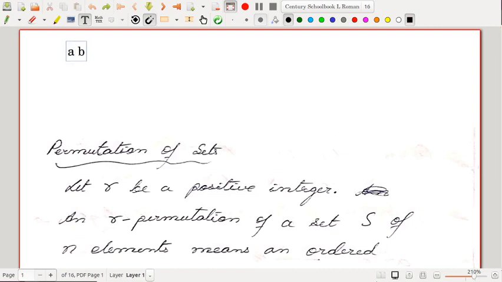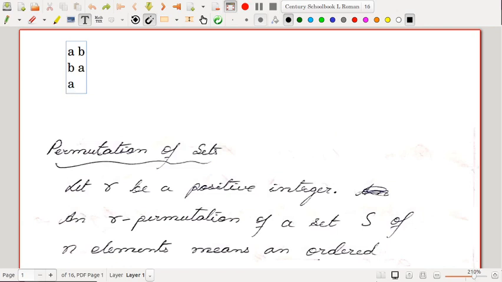Suppose I have two objects A and B. If I write it in this order, A first and B second, this order is different from writing B first and A second. These two are very different arrangements, right? So if you have two distinct objects, there are two ways of arranging the objects.